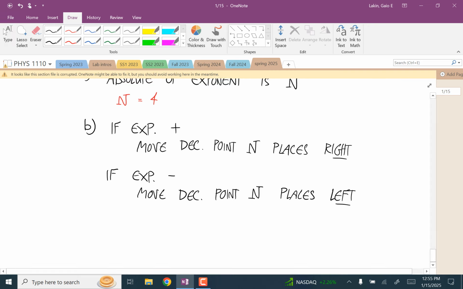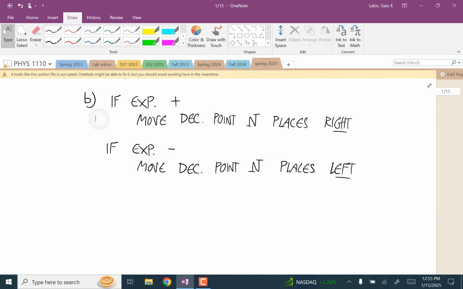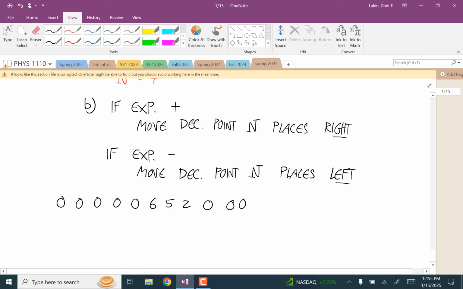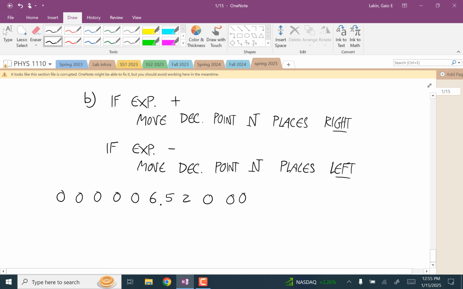Okay, so I'll write this out as, what do we have, 6, 5, 2. And then you can think of there being infinitely many zeros on both sides. And you're starting with the decimal point here. We're moving it 4 places to the left. So 1, 2, 3, 4. And so that's the answer. And then you can get rid of all the other ones.